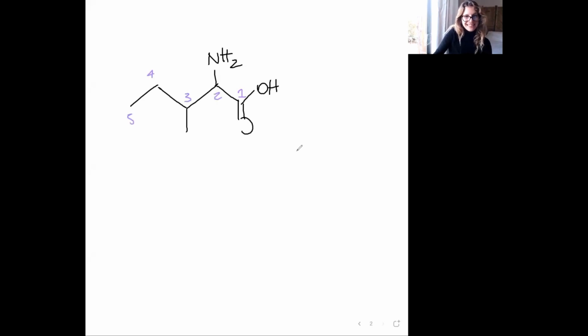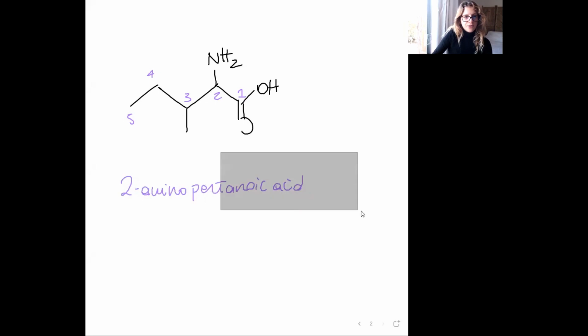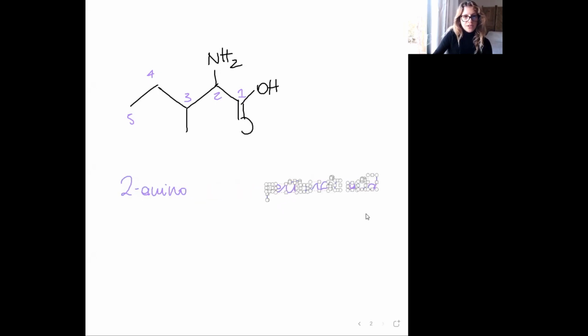Exactly, so that would be carbon 1. So it would be 2-amino and then pentanoic acid. But I forgot the methyl, and this follows alphabetical order. So the amino goes first, and the methyl would go here. So we would have 2-amino-3-methylpentanoic acid, as one word, we don't need the space. That's a good example to be familiar with in A level.